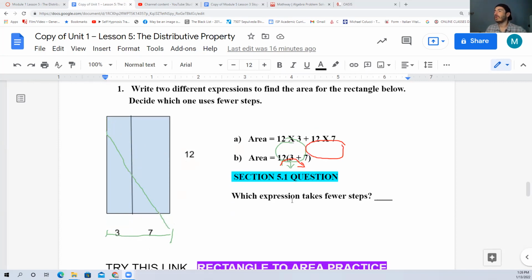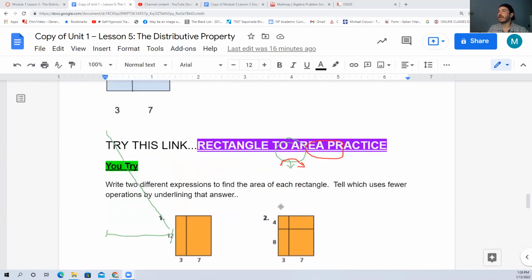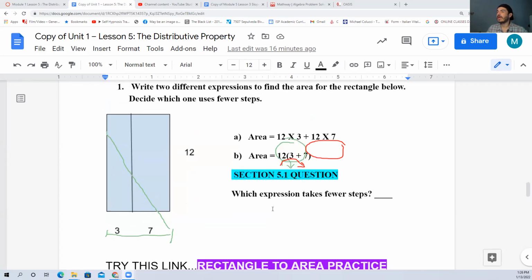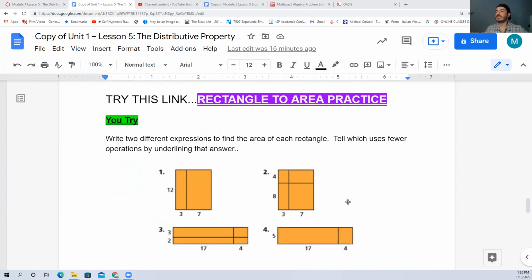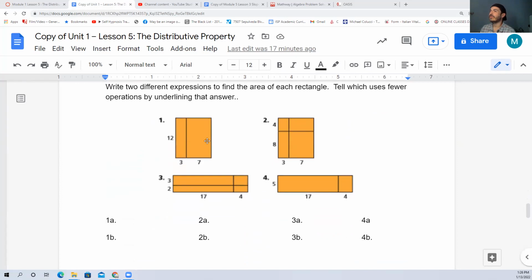Okay. Which expression takes fewer steps? Why didn't they do that? This was meant to be an example. Well, this is multiply, multiply, add. This is multiply, multiply, add. I think that number A takes the fewer steps, but I'm not really too worried about that because you would use them for different reasons, not necessarily number of steps wouldn't necessarily come into it. Okay, so write two different expressions to find the area of each triangle.